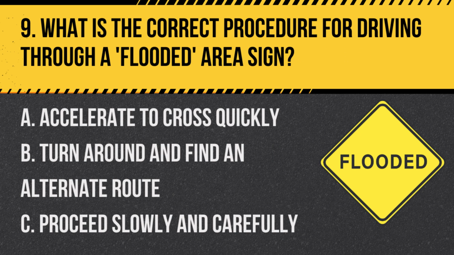Question 9. What is the correct procedure for driving through a flooded area sign? A. Accelerate to cross quickly. B. Turn around and find an alternate route. C. Proceed slowly and carefully.